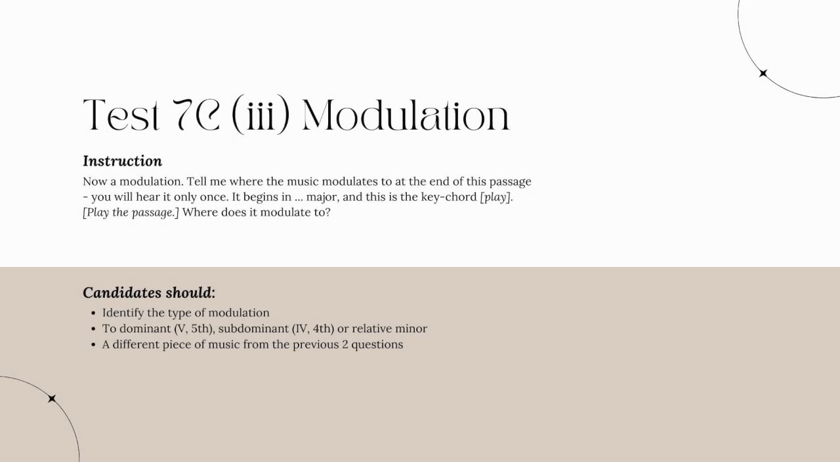Now, a modulation. Tell me where the music modulates to at the end of this passage. You will hear it only once. It begins in major, and this is the key chord. The examiner plays the passage. Where does it modulate to? The candidate should identify the type of modulation, either to the dominant, subdominant, or relative minor. It will be a different piece of music from the previous 2 questions.